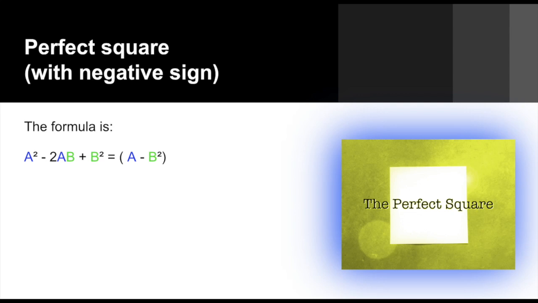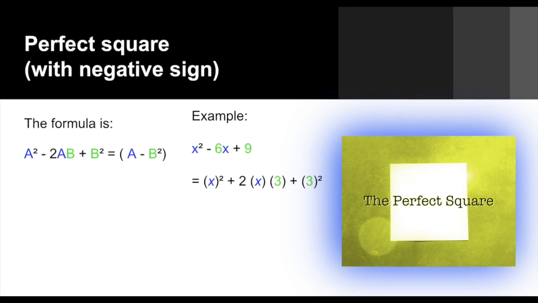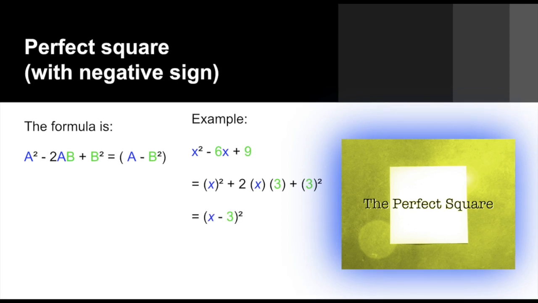The formula for a perfect square with a negative is a squared minus 2ab plus b squared. An equation for a perfect square with a negative is x squared minus 6x plus 9. Then you apply the equation to the formula, which equals x squared minus 2x times 3 plus 3 squared. You then simplify to equal x minus 3 squared.